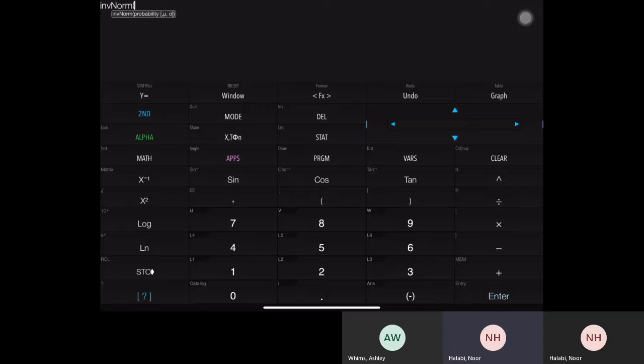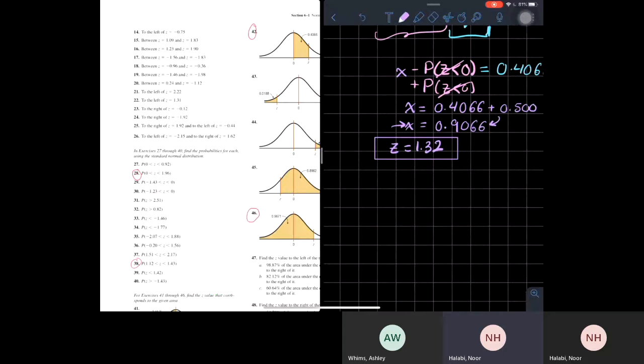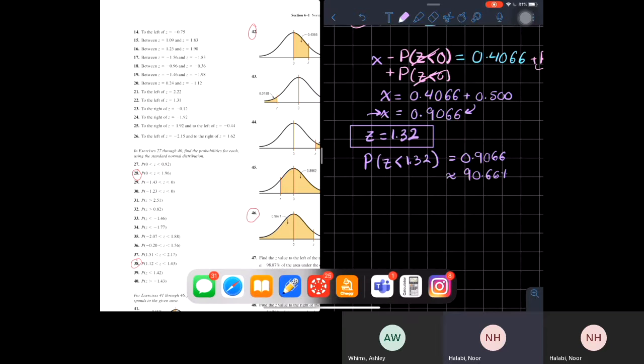So again, my inverse norm function is number 3, and it prompts you to give a probability, which we just figured out. The probability is the x. That's what we've been trying to do. Basically, this is another way of saying that the probability of z being less than 1.32 is 0.9066, which means that there's a 90.66% chance that my data value has a z-score less than 1.32.